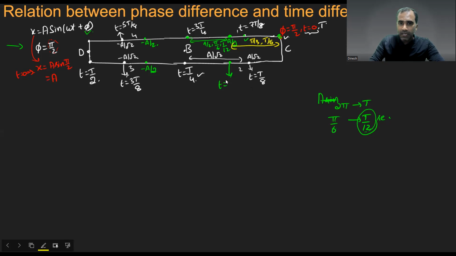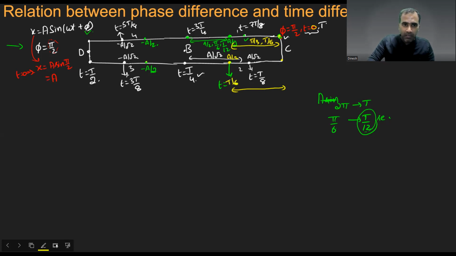Okay. Next, can you tell me what is the time taken from the extreme position to this a by 2 point? From here to here, it takes T by 6 seconds, which means from C to this point it also takes T by 6 seconds. Now tell me how much is the time here? This is the starting point, so it is 0 time. From 0, how much? T by 6 only.